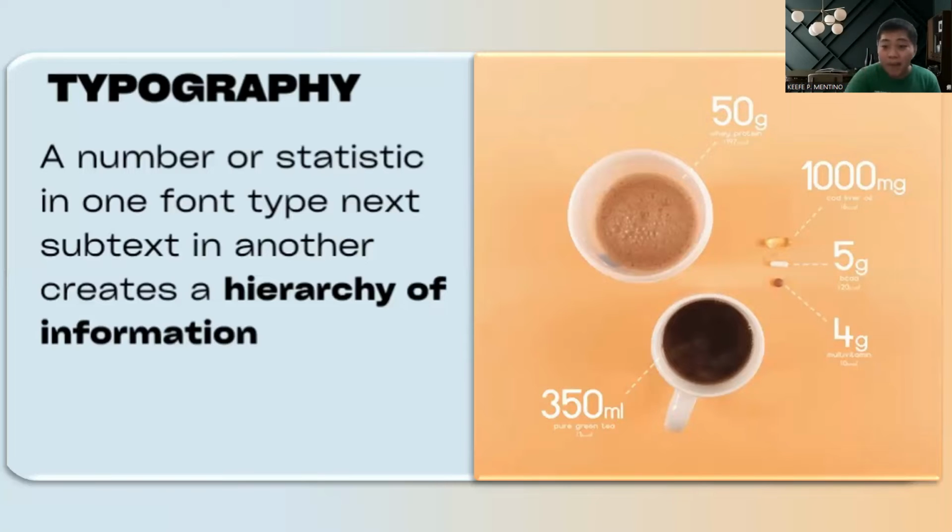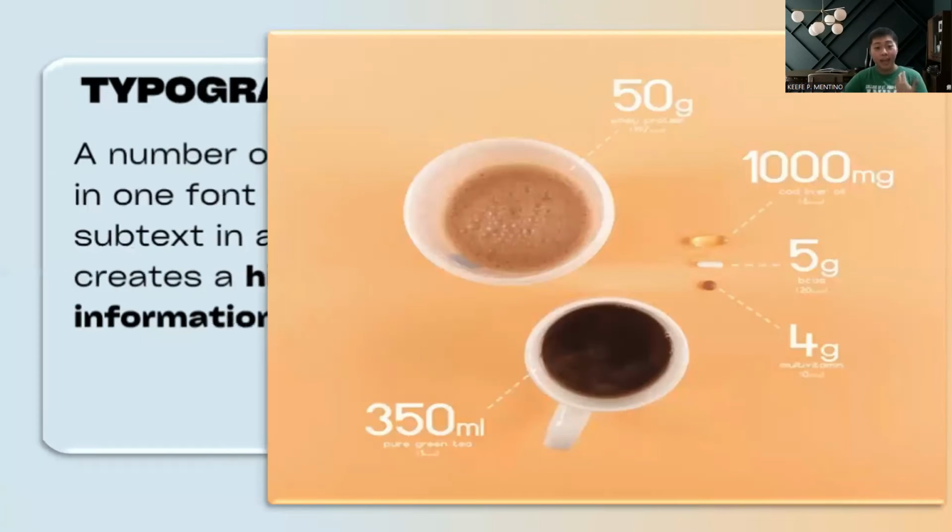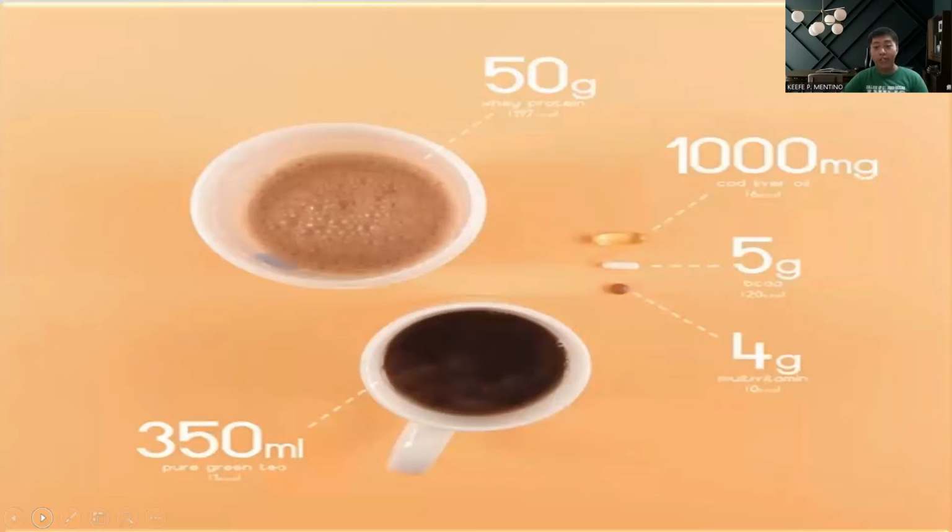Because if you just put 50 grams there, 50 grams of what? It could be 50 grams of water, 50 grams of oil, 50 grams of tea, or whatever. The information should be cohesive but still have a hierarchy of information. So, that's it on how you incorporate typography in your infographic design.